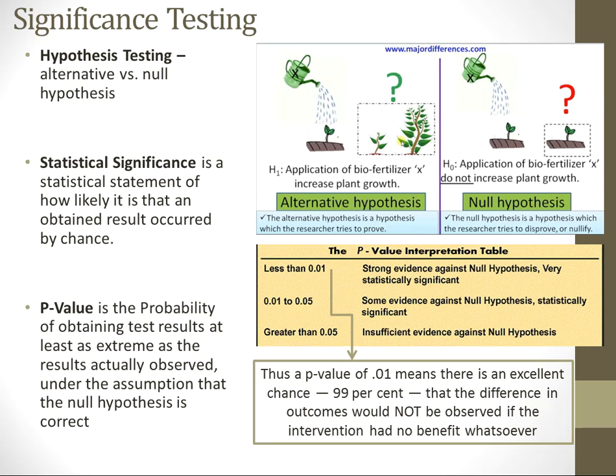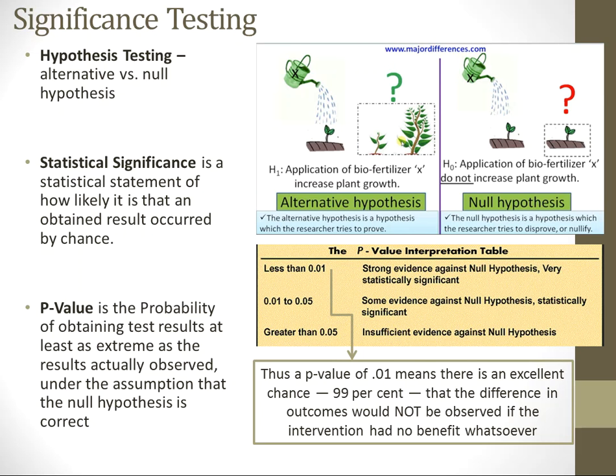So then we talk about statistical significance. It is a statement of how likely it is an obtained result occurred by chance. So now that we have the results and we have numbers here, we want to utilize statistics in order to see how the numbers relate to the p-value. And the p-value is the probability of obtaining test results at least as extreme as the results actually observed, under the assumption that the null hypothesis is correct.